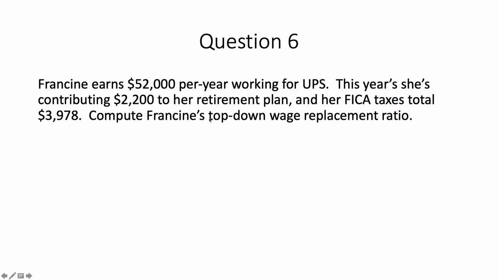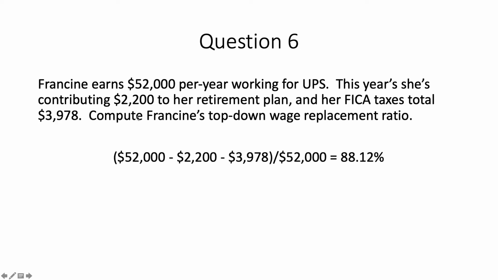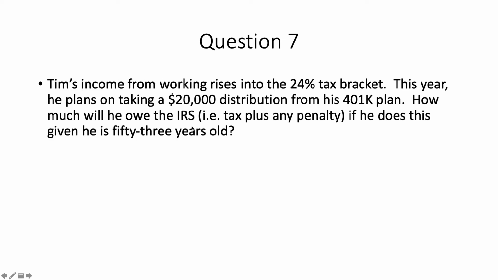This is probably the easiest question you'll see on the exam. Then it gives you two more pieces of information, what she puts into a retirement plan. That's only what she puts in. What her employer puts in wouldn't count. So she puts away $2,200 a year into her plan. Maybe her employer matches it, maybe it doesn't. And her FICA taxes are $39.78. So you just do that math and you get her wage replacement ratio. That's top down. Her wage replacement ratio is 88.12%.